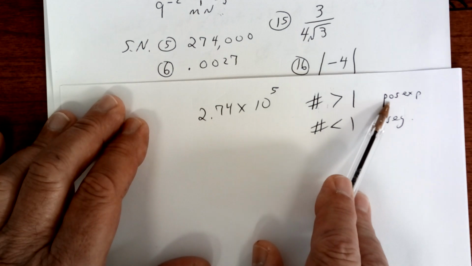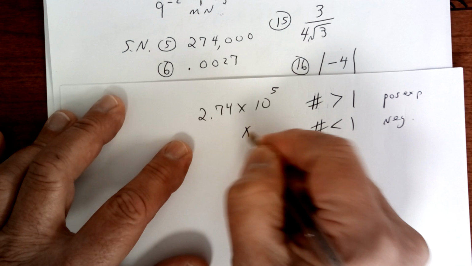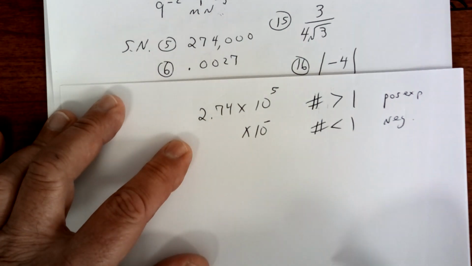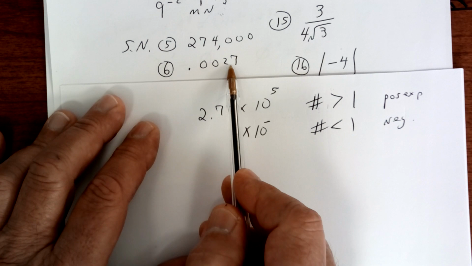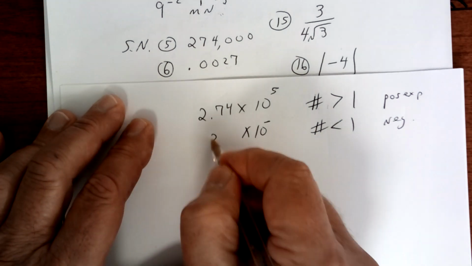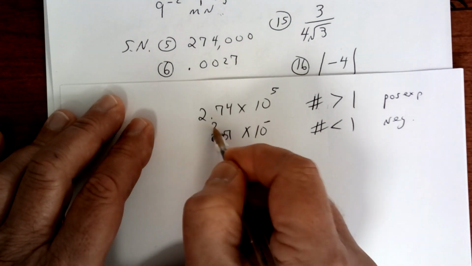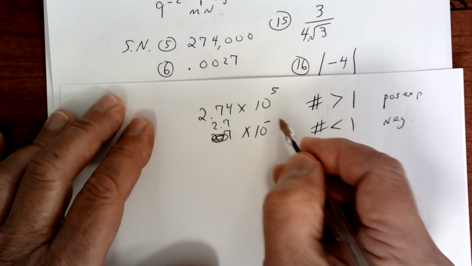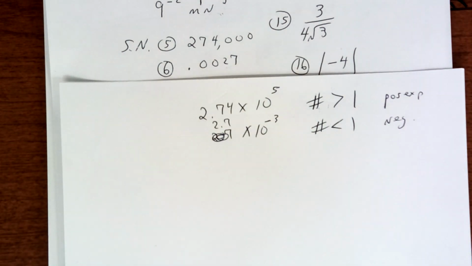Okay, this one is less than 1, so I know it's a negative. If I know nothing else, I know it's a negative because it's less than 1. But I don't want it there, I want it in between here. So I got to go 3 places. 2.7 times 10 to the negative 3. Any questions on that? Very simple. It's bigger or less. All right, let's go on.